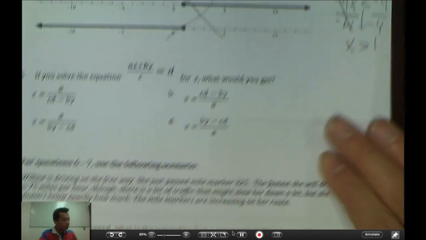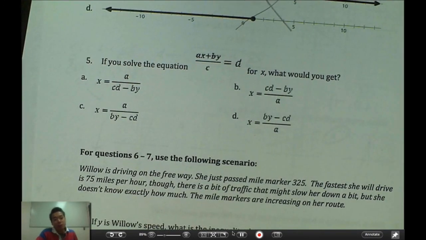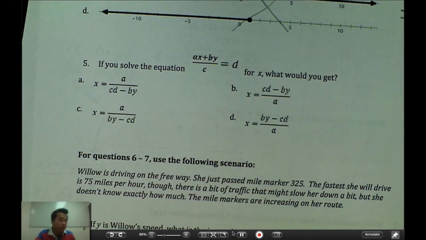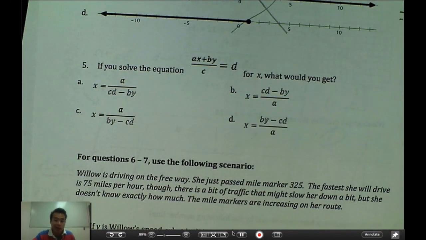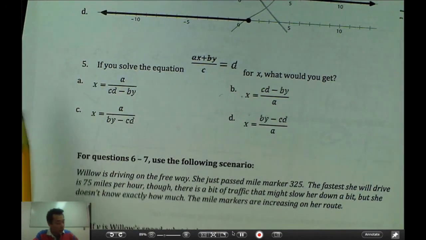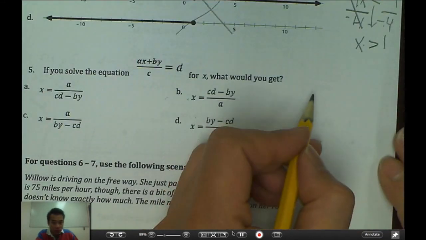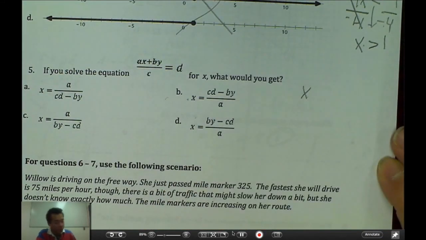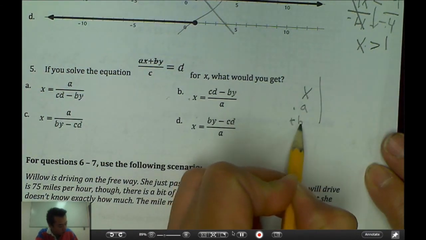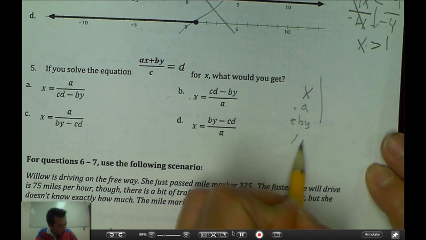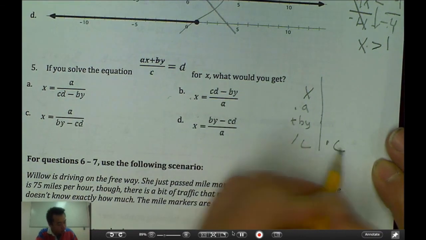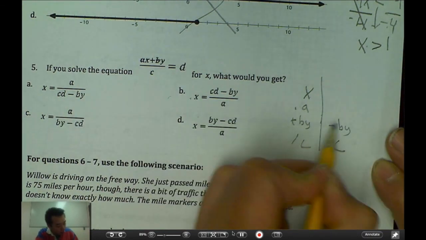Okay, number 5. Number 5 says if you solve the equation (ax plus by) divided by c is equal to d for x, what would you get? So this one is one of those literal equations where you make x the subject of your equation. Luckily, it's already done for us. So for this one, I'm just going to build it. I'm solving for x, so here's x. First thing that happens to it, it's multiplied by a, increased by b plus y, and then it gets divided by c, and then I get d. So the first thing I do to both sides is multiply by c, subtract by, and then divide by a.